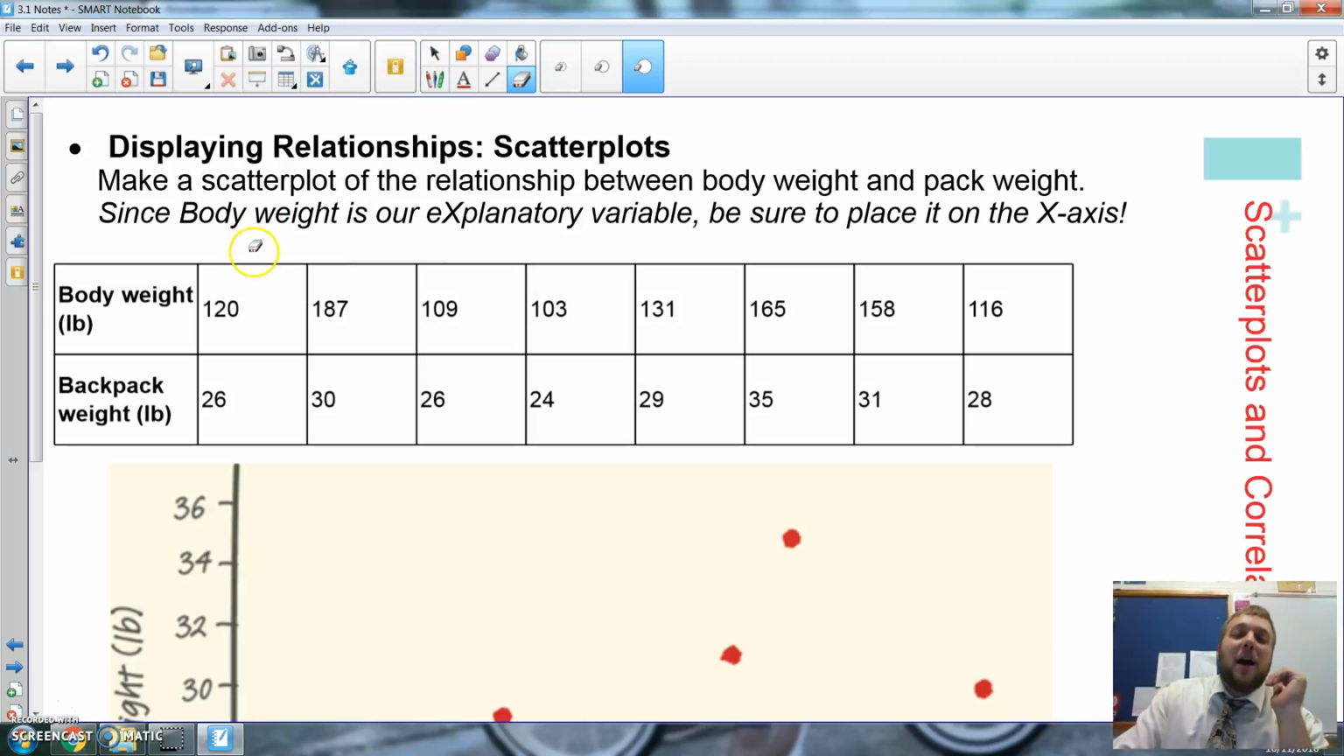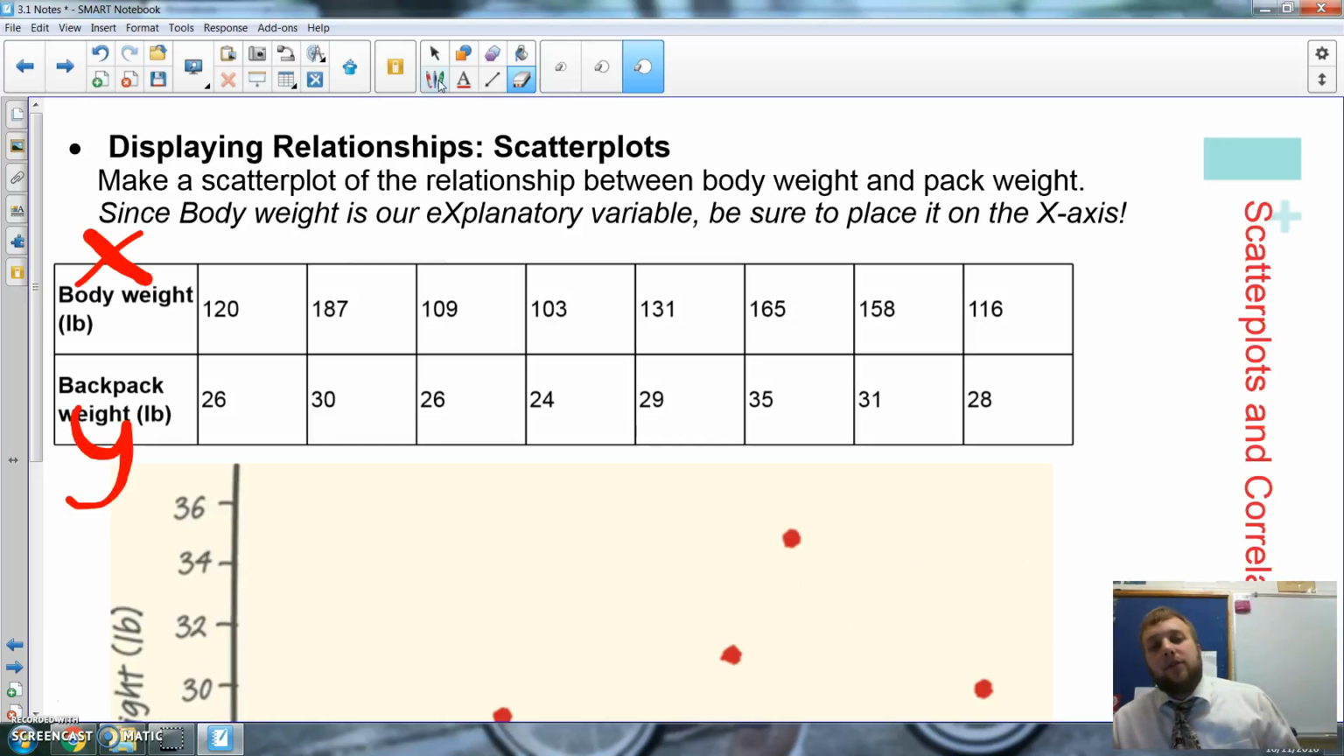Anyways, so response and explanatory. Which would explain my response? I'm attempting, and I'm saying that body weight would be my X, correct? It would explain my backpack weight. So first label which is your X and your Y, and then graph. Take some time here and graph this out.